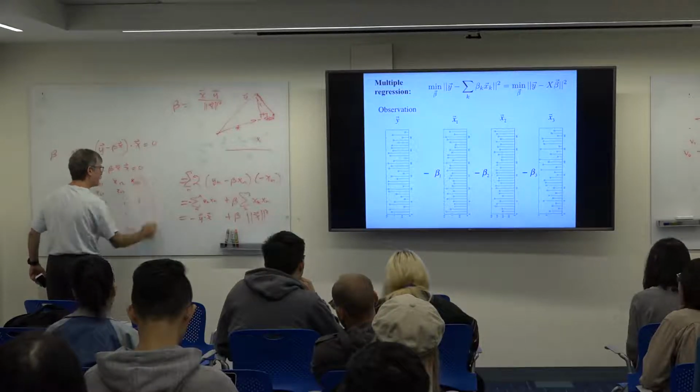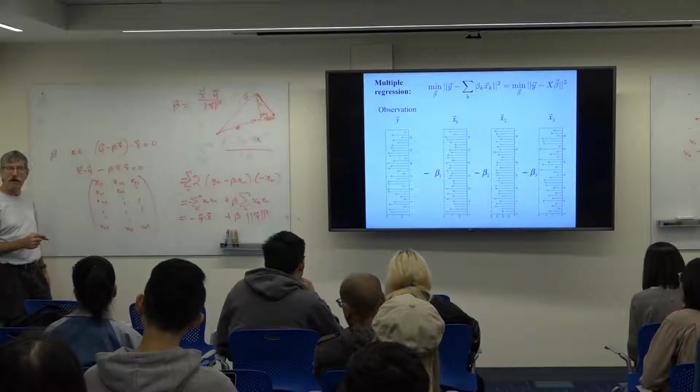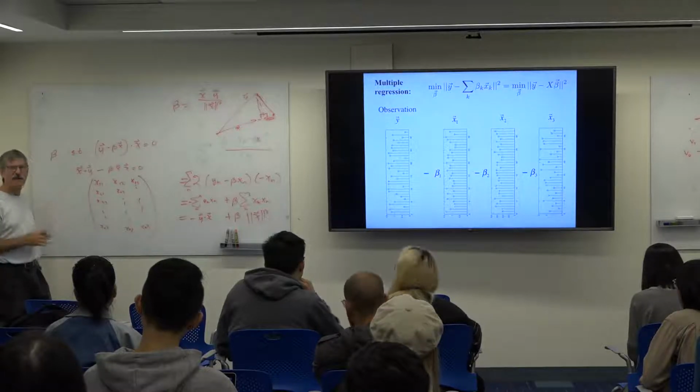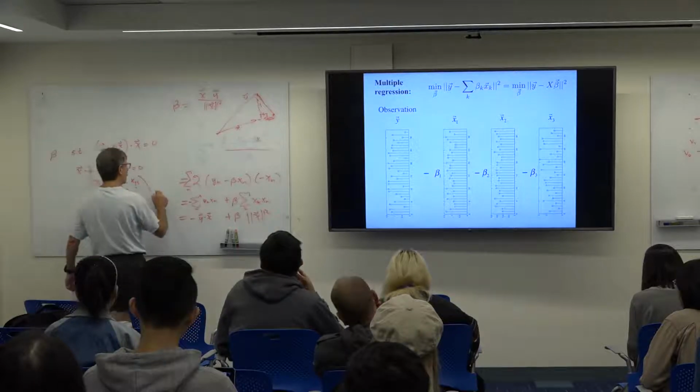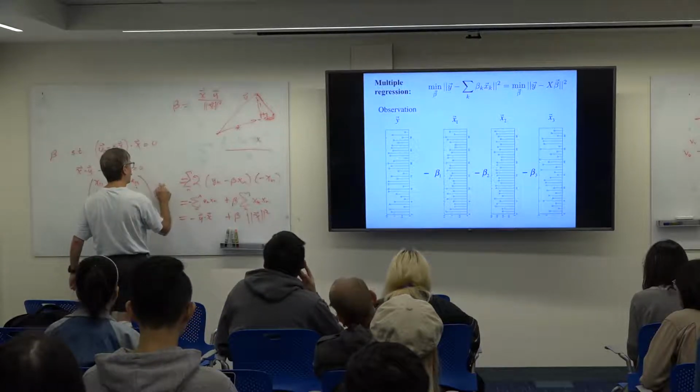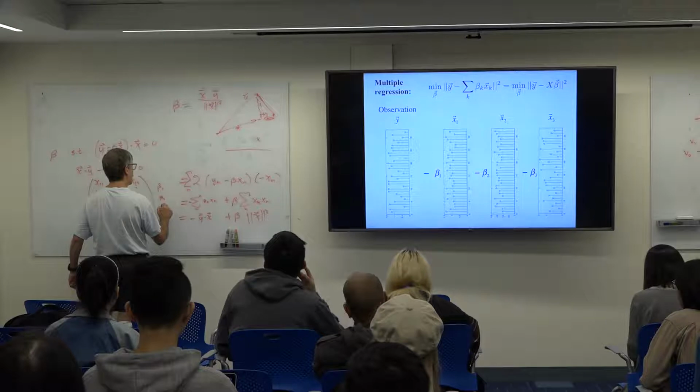So now I've taken all my little independent variables and put them as column vectors next to each other, so I've turned it into a matrix. And I have my betas, which I'm now going to call beta 1, beta 2, and beta 3, and make them into a column vector.